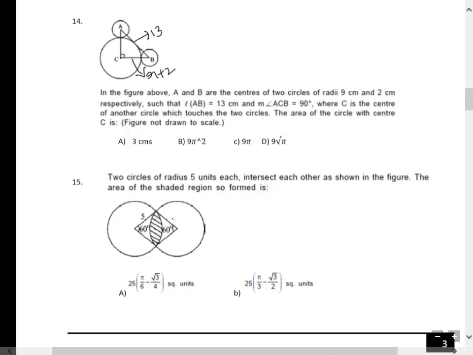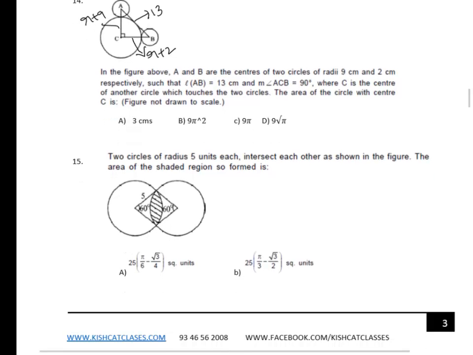Now look at this one. CA is the radius of one circle and radius of the other. So this is R plus 9. Now R plus 9 whole square plus R plus 2 whole square equal to 13 square. Now you can find it. So you'll come to know R.